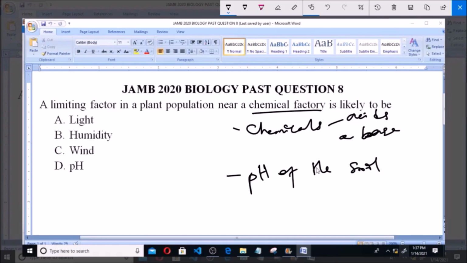plants in a particular soil might require a low pH and some plants might require a high pH or a normal pH. Now, due to the imbalance caused by the acids or bases released into the soil from the chemical factory, it would affect plant population. So pH is the limiting factor in this kind of setting. That's the chemical factory, because the chemicals that are released will alter the pH of the soil and thereby affect plant population. So the answer to this question is option D, which is pH.